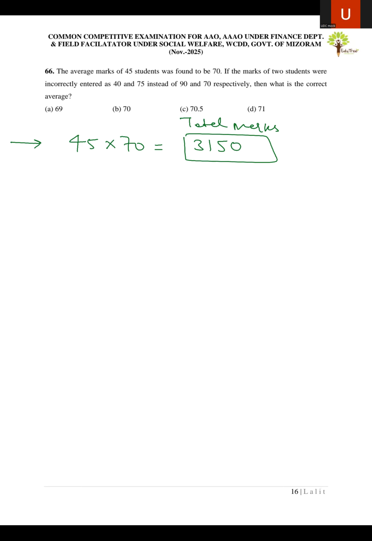Now saying if the marks of two students were incorrectly entered as 40 and 75. All right. Now what are these 45 students? And these are the average marks. Average mark is 70. So total will be 3150. So they're saying if the marks of two students, now see this very simple concept here, were incorrectly entered as 40 and 75. So this is how much? 115 instead of 90 and 70. 90 and 70 is how much? This is equal to 160.